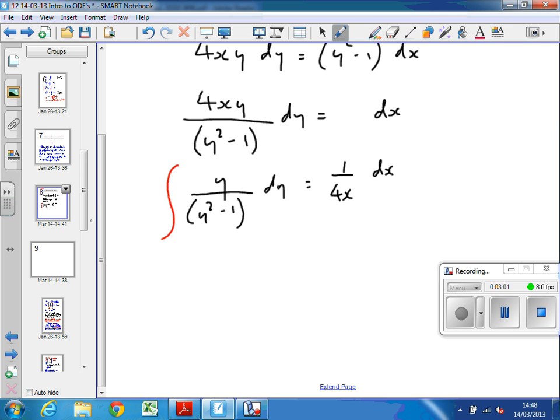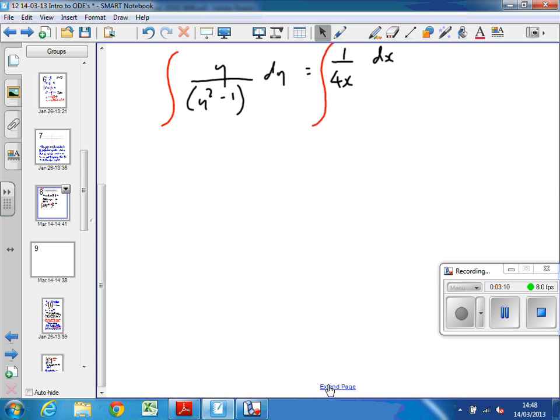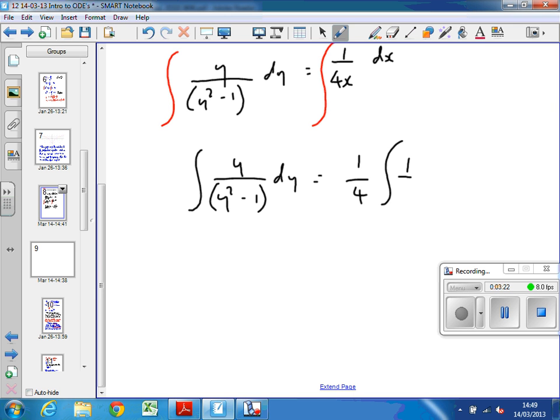Integrate the left hand side with respect to y, integrate the right hand side with respect to x. If we just rethink of this for a second, this is like the integral of y over y squared minus 1 equals 1 over 4 integral 1 over x dx. Think of this like that. We've got to do integration using algebraic substitution. We use algebraic substitution here.